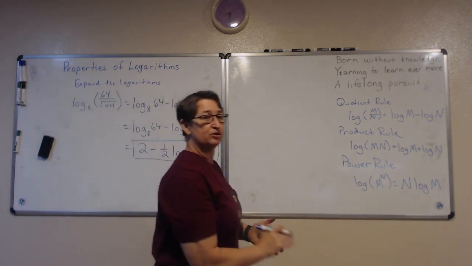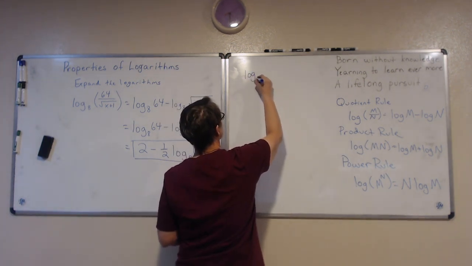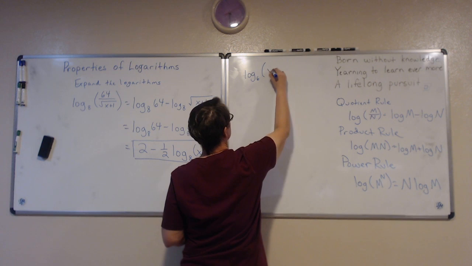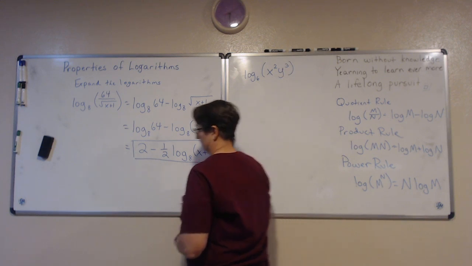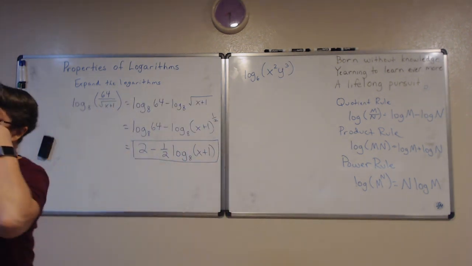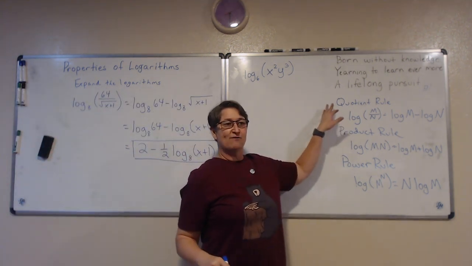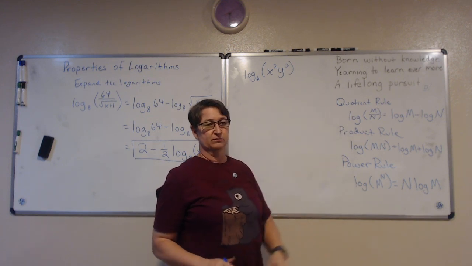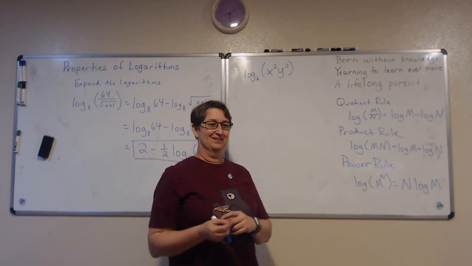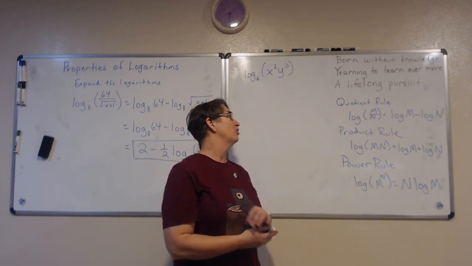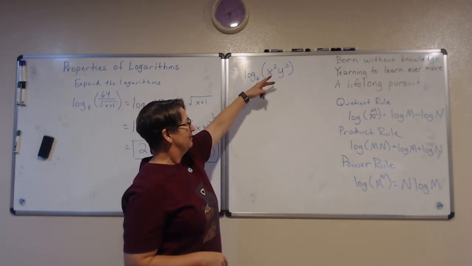All right, let's do, how about log base 6 of, let's just do x squared y cubed. Okay, the first thing we're looking for is a quotient. Do we have a quotient in this one? Yeah, no quotient happening. It's not dividing.